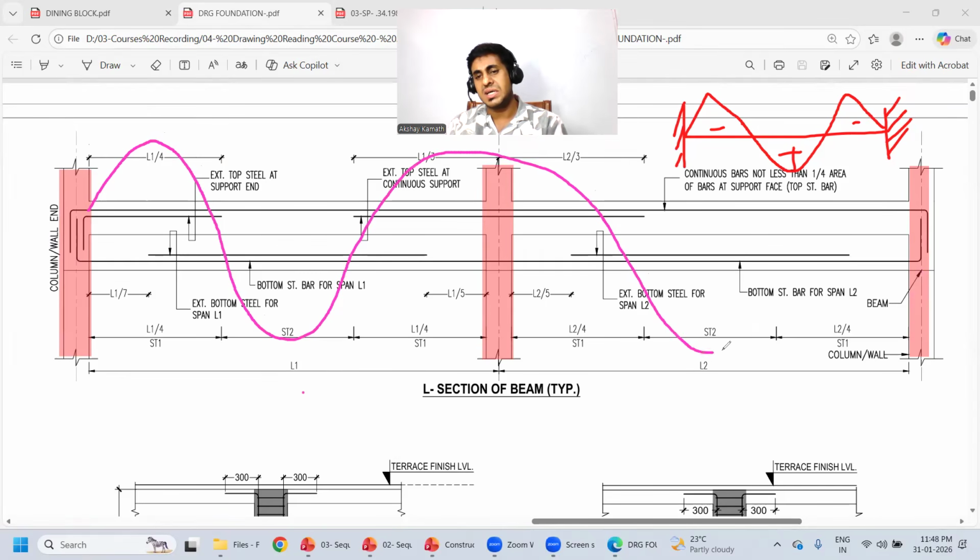Then again, it will turn into a sagging bending moment. And then it will go as a negative bending moment. So this portion will try to lift up, which is called negative, hogging. The positive will try to sag down. This entire thing is negative, positive, and negative.